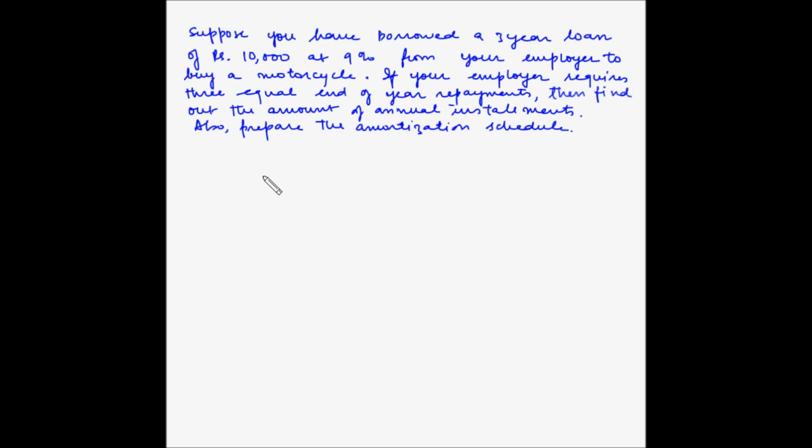So this is a case of loan amortization. Let's understand this better by drawing it on a time scale. So the tenure here is 3 years. So 0, 1, 2 and 3. The amount of loan taken is 10,000. Rate of interest is 9%.